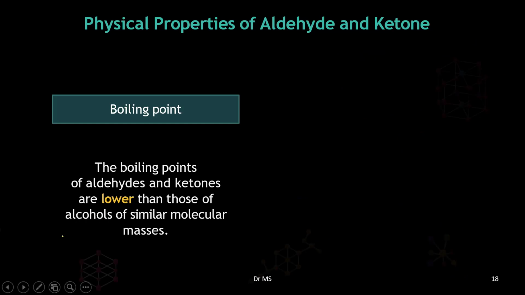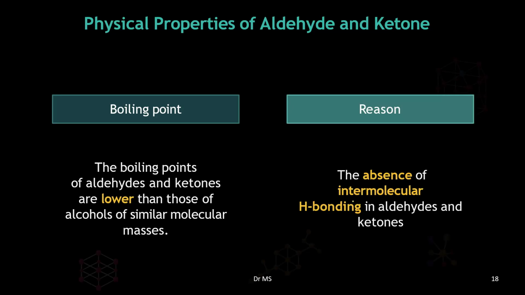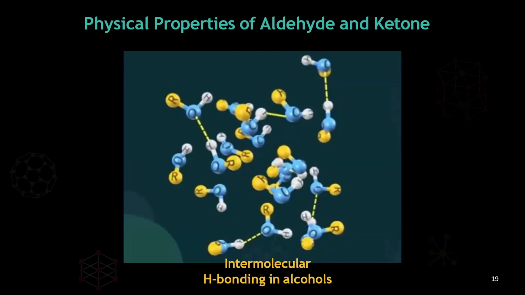So there is an absence of intermolecular hydrogen bonding in aldehydes and ketones. In aldehydes and ketones, we have dipole-dipole. Whereas in the alcohols, we have hydrogen bonding. Hydrogen bonding is stronger than the dipole-dipole interactions. Okay? Understood? Yes, sir. So you can see here, one alcohol is interacting with the other alcohol because of that. I'm explaining this much because then you will never forget.